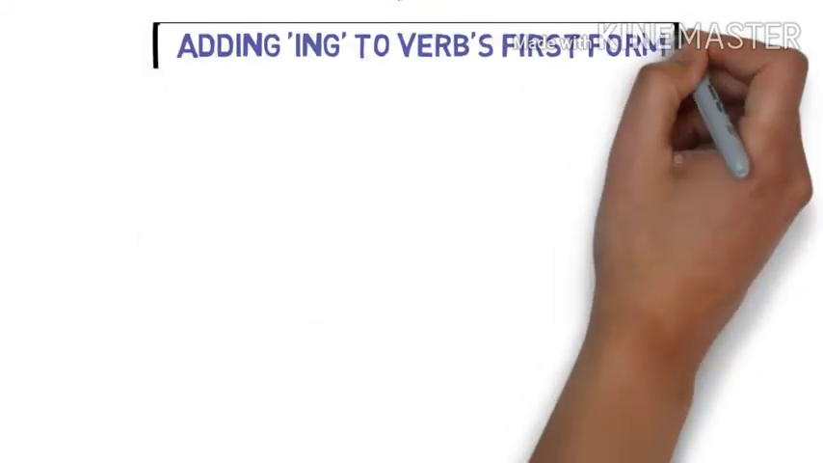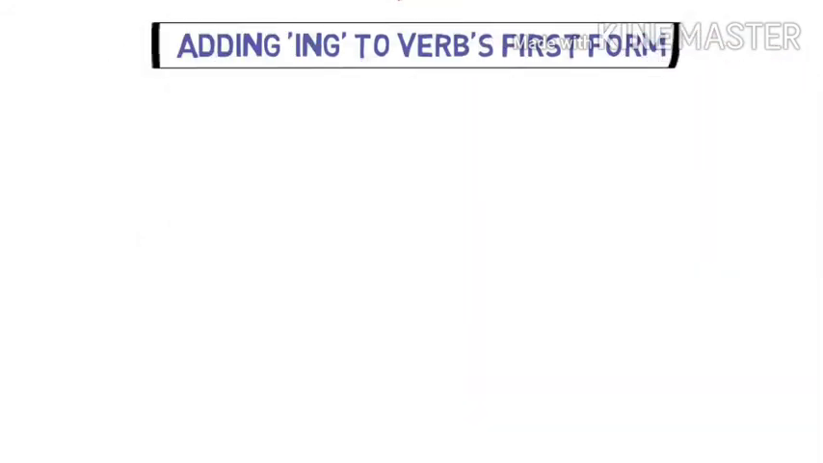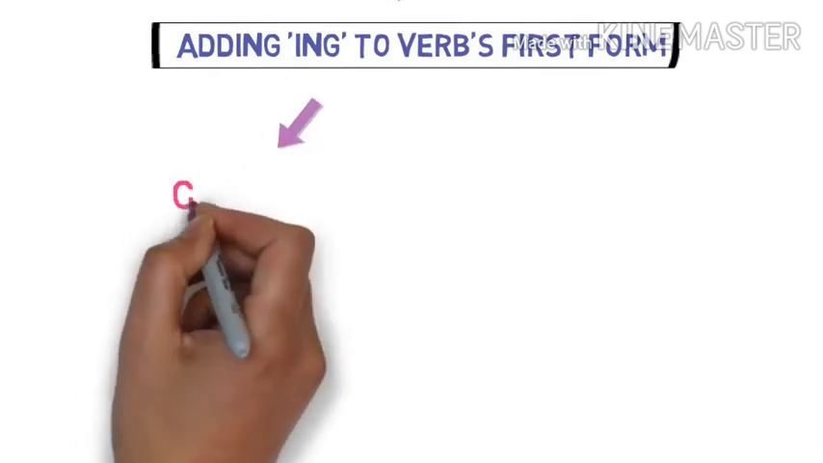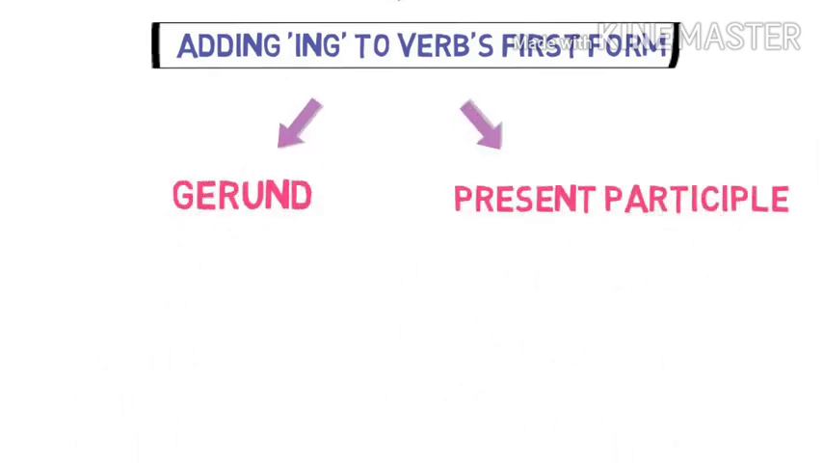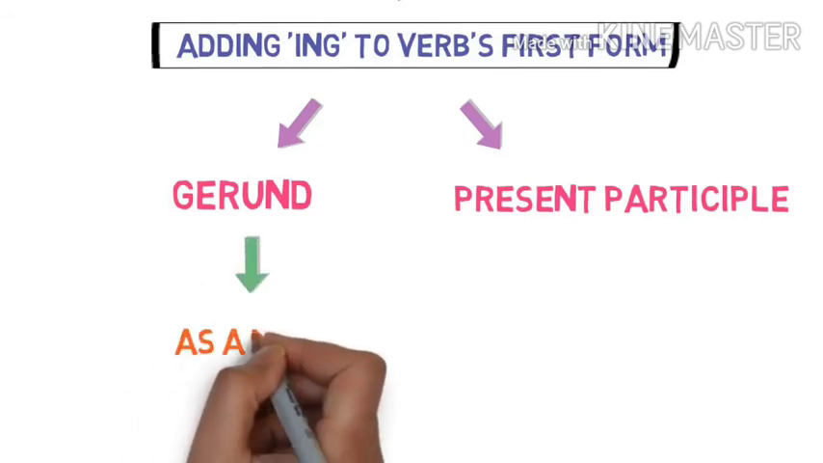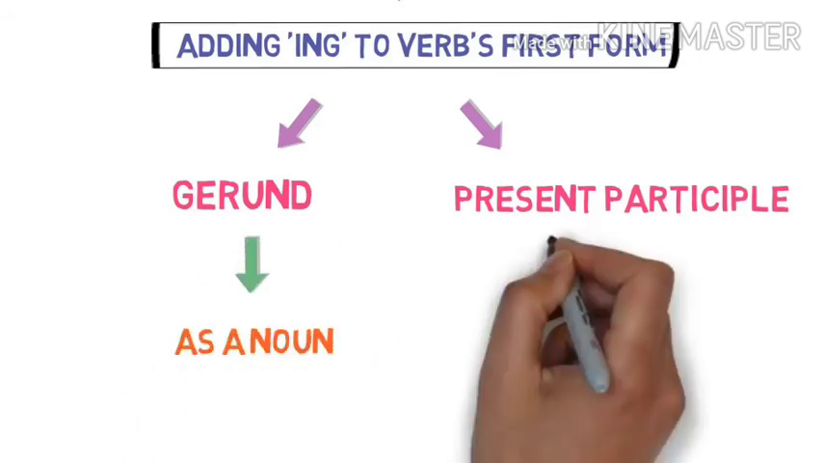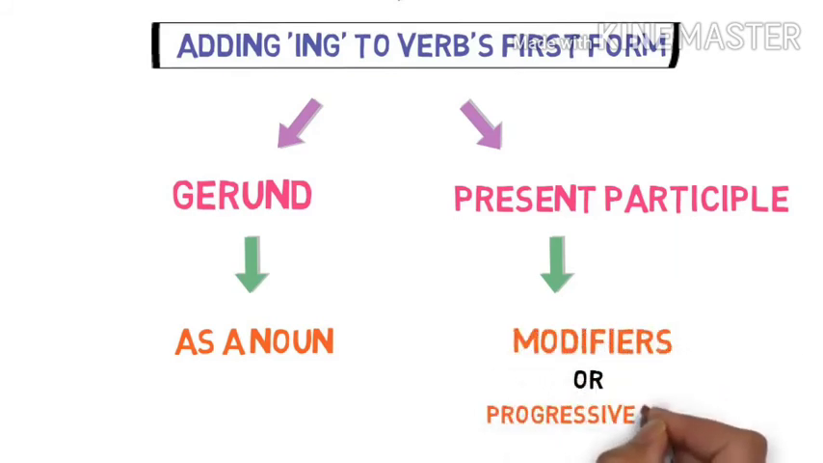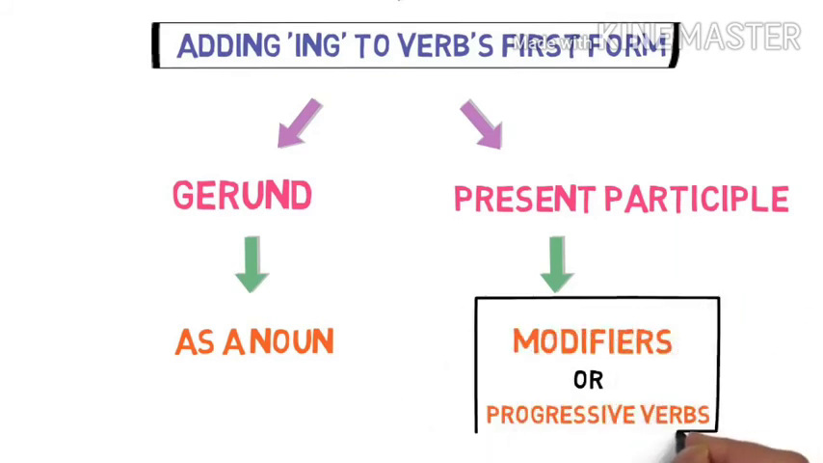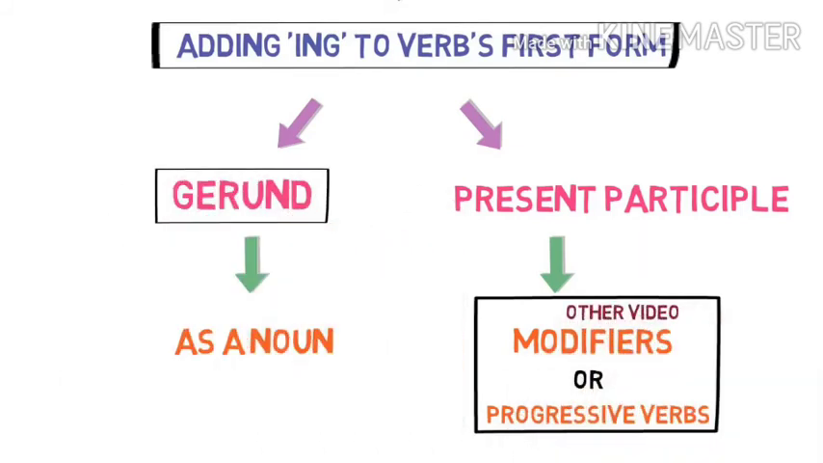Remember this, the verb's ing form can be used in two ways. First, gerund, and second, present participle form. In a gerund, we use this form as a noun, while in a present participle, we use it as a modifier or progressive verb. We'll discuss progressive verbs in our other video. Let's understand gerund now.